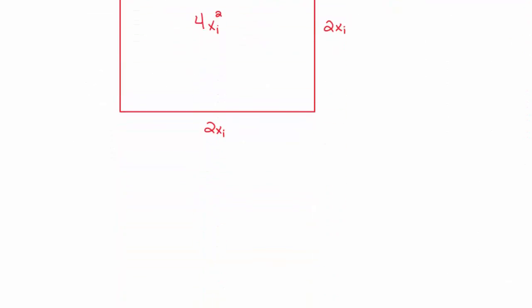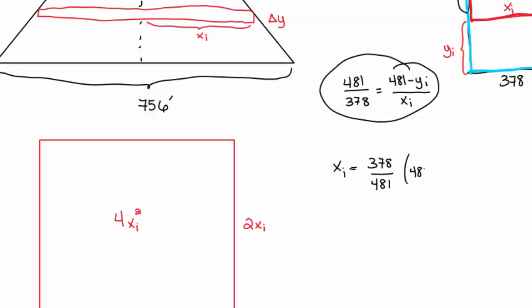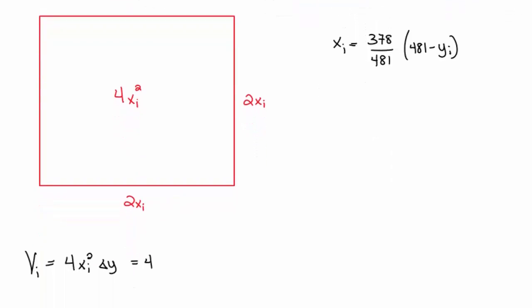This ith plate here, we can compute, has volume, area times width. Well, that's not going to work when we plug that into an integral and start stacking those plates. You need to find out what x sub i is, and luckily we have a relationship right here between x sub i and y sub i. We know that x sub i is going to be 378 over 481 times 481 minus y sub i. So I'm going to go ahead and insert that into this formula.